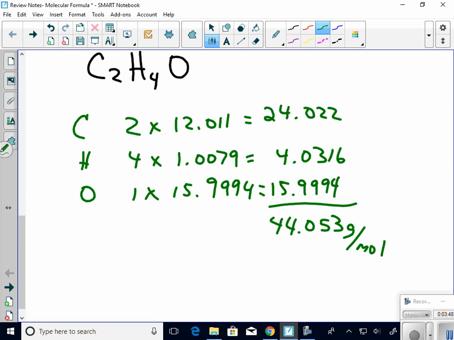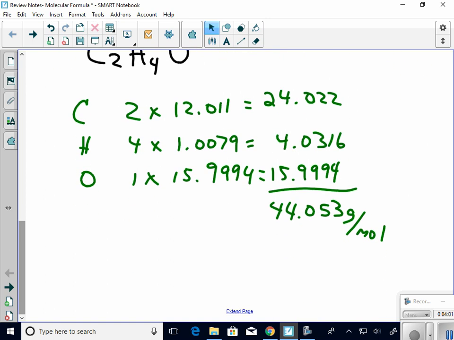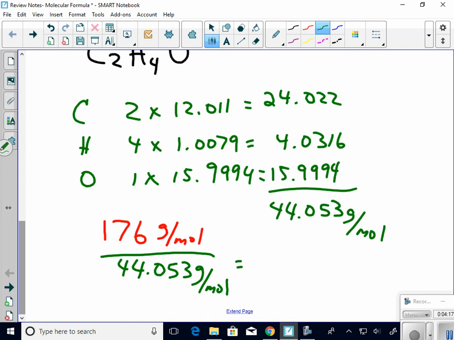Now, to determine my molecular formula, I look back in the problem and see that 176 there. So I say, okay, 176 grams per mole is the molecular. The empirical is 44.053 grams per mole. So how many times is that? 176 divided by 44.053, and I get 3.995, which is going to tell me 4.